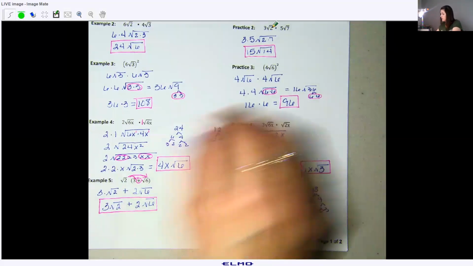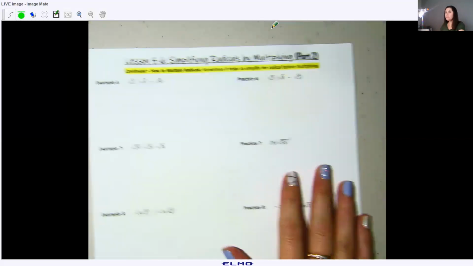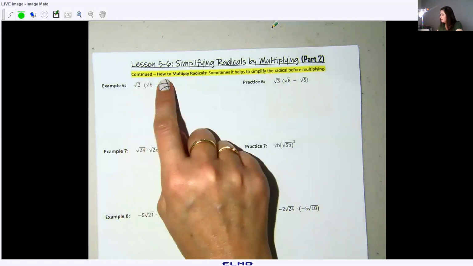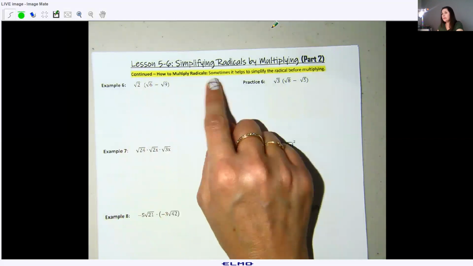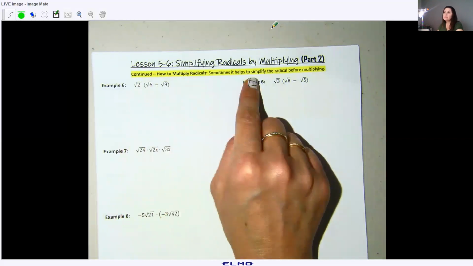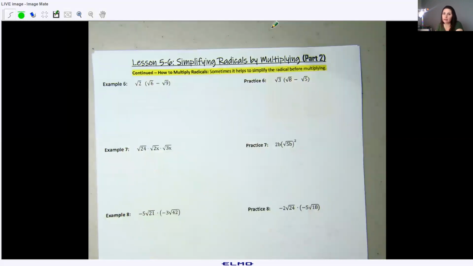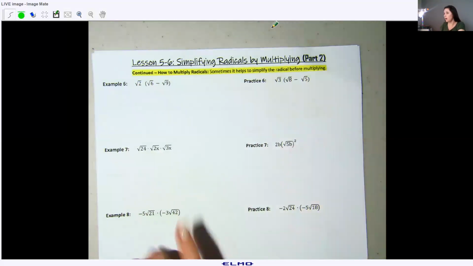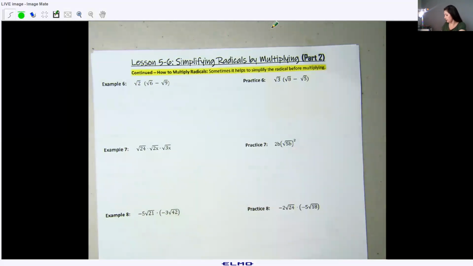All right, now we're moving on to page 2. Did everybody get that? Not everybody got that. And I have something highlighted at the top. So this is just continued from what we've been doing, how to multiply radicals. And I have this little tip up here. Sometimes it helps to simplify the radical before you multiply it, because you could end up with some very large numbers. And that is going to apply to the problems 8, 9, and 10. So let's go ahead and continue with example and practice 6.